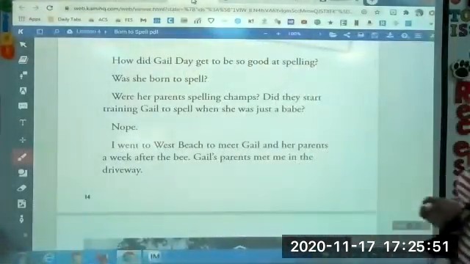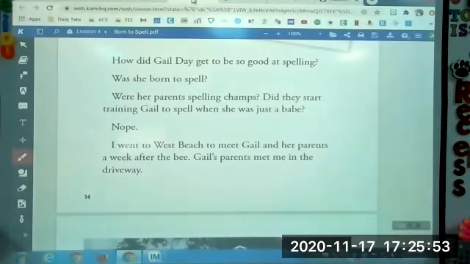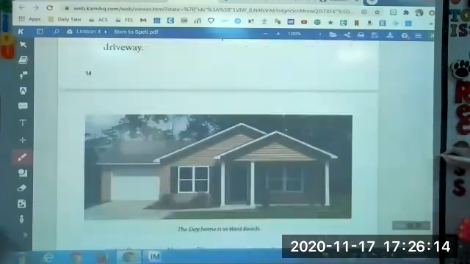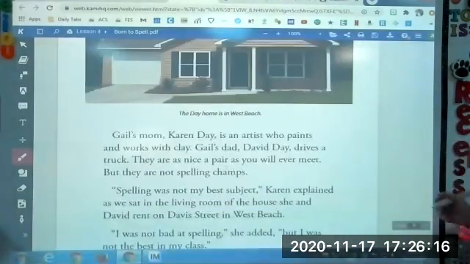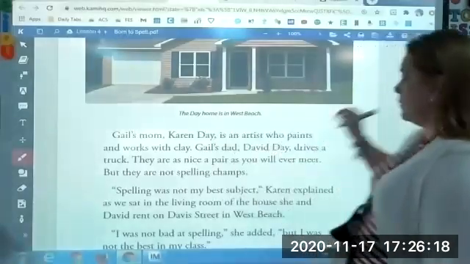How did Gail Day get to be so good at spelling? Was she born to spell? Were her parents spelling champs? Did they start training Gail to spell when she was just a babe? Nope. I went to West Beach to meet Gail and her parents a week after the bee. Gail's parents met me in the driveway. And this is the Day home in West Beach.